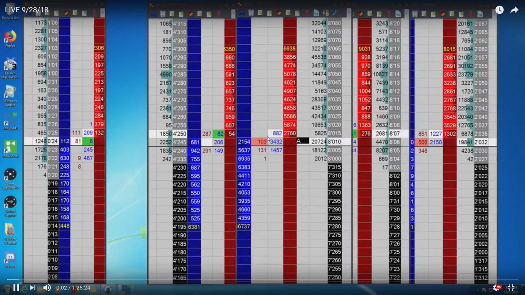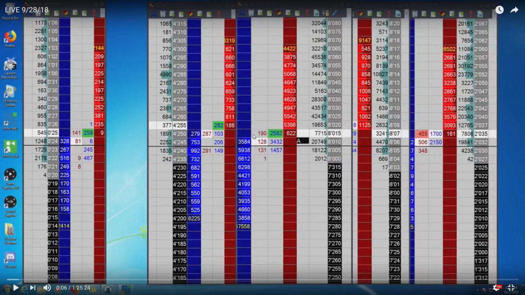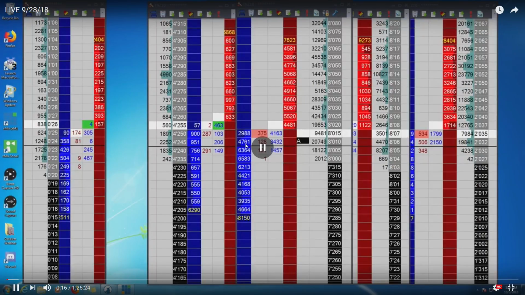Only 100 contracts have traded. Only 103 contracts have traded. I'm sitting in line here. Okay? I'm not getting filled. Only 128 contracts have come in. And then there it goes. It ticked up. Okay? Now the market has ticked up.